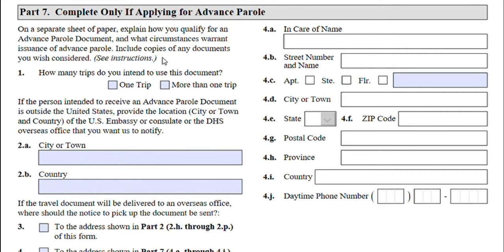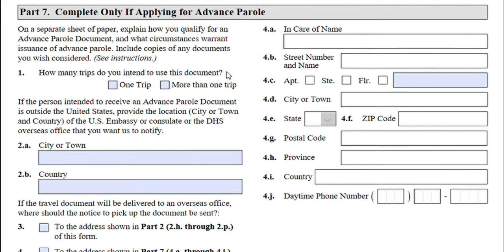So for example, people who are trying to expedite their advanced parole request and they need to show some kind of evidence why they have to leave the country. Maybe there is a family emergency, maybe there's a medical emergency, something like that. So they would use a separate sheet of paper to explain. However, as an advanced parole applicant, with your green card application, you do not really have to submit any kind of this information. And that is also explained in the instructions of the form in more detail.